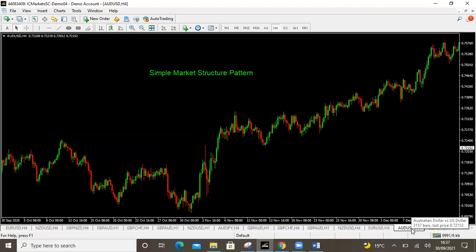Let's talk about now the simple market structure. Remember, we say that the difference between confirmed market structure and simple market structure is, for the simple market structure, you do not wait to have the two higher highs or the two lower lows. You just pick one. And when the market retests the previous rejection zone, then you're good to go.